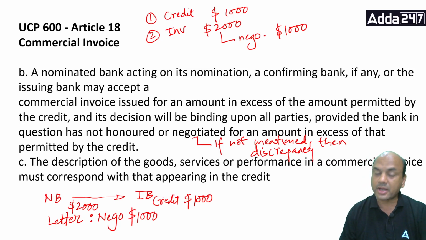It's a compulsion. But in all cases, the compulsory condition is that I must write in that letter that I have negotiated only for the credit amount and not for the excess. I must mention this, otherwise it's an error, otherwise it's a discrepancy. Got it? Very difficult to understand. These two conditions, if mentioned and if not mentioned, are the only crux of Article 18B.